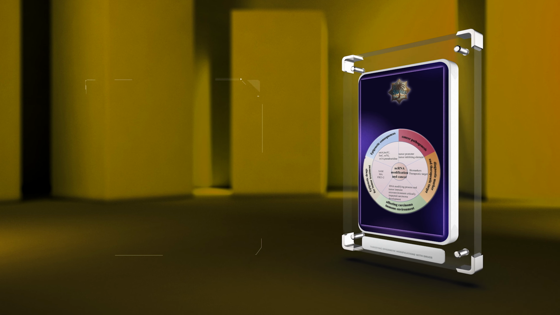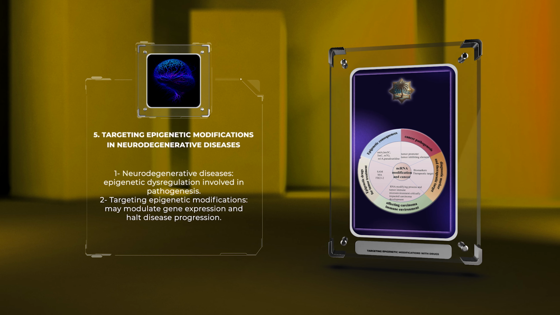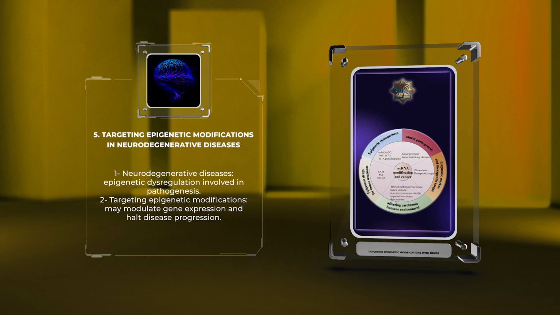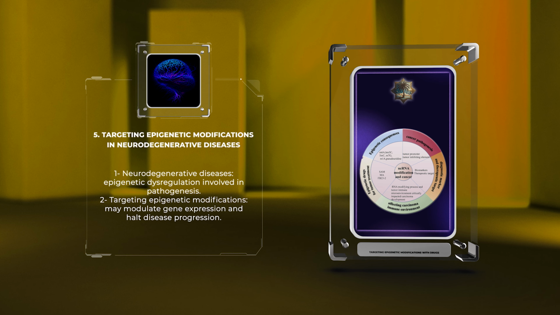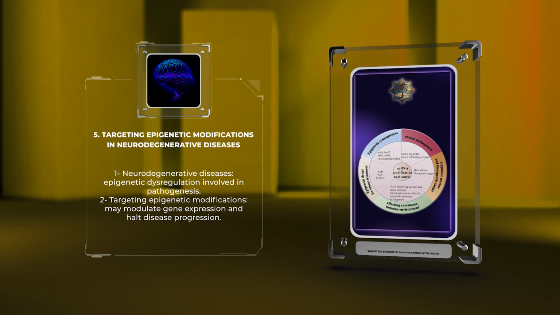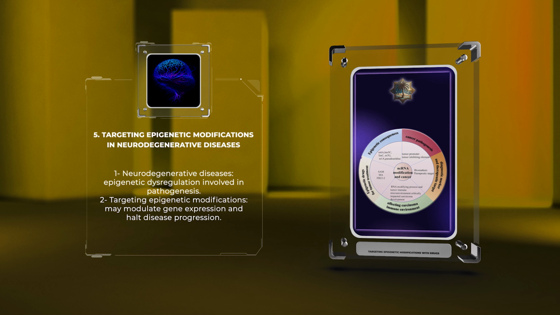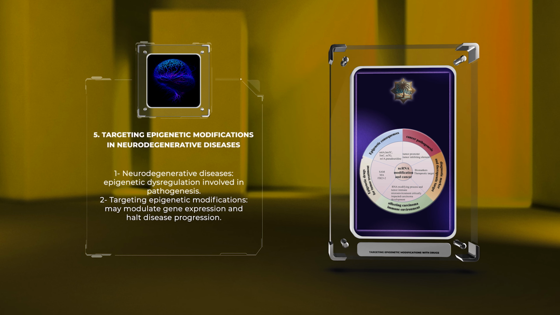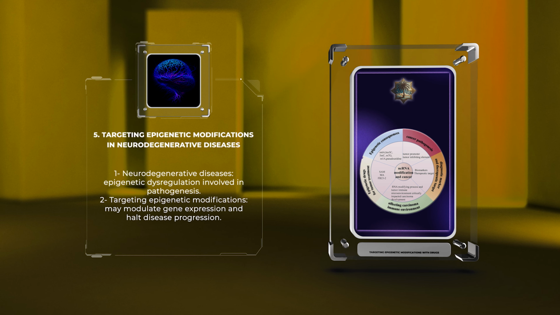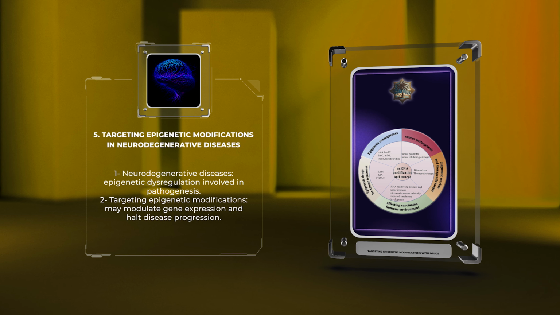Neurodegenerative diseases, such as Alzheimer's and Parkinson's disease, are characterized by the progressive loss of neural function. Emerging evidence highlights the involvement of epigenetic dysregulation in the pathogenesis of these diseases. By targeting specific epigenetic modifications, such as DNA methylation and histone acetylation, it may be possible to modulate gene expression patterns and halt disease progression. Epigenetic drugs could potentially offer new avenues for neuroprotective interventions and disease-modifying therapeutics.